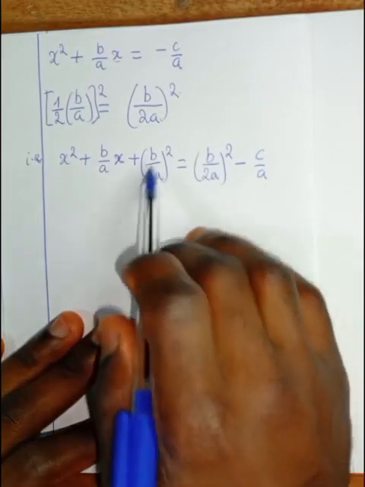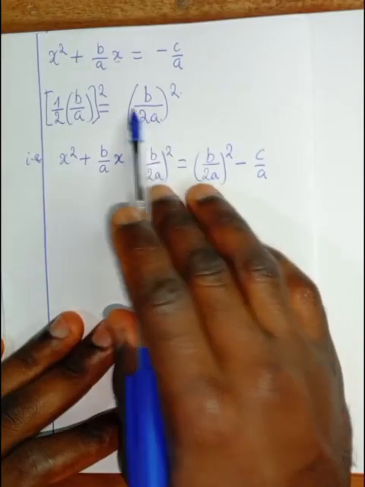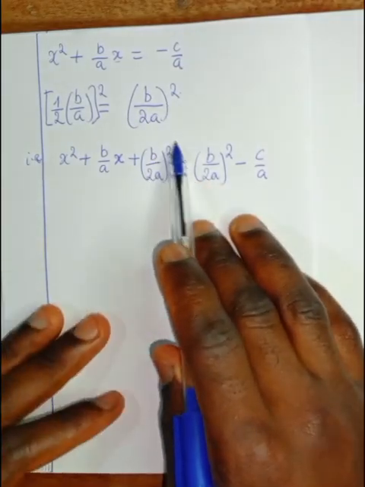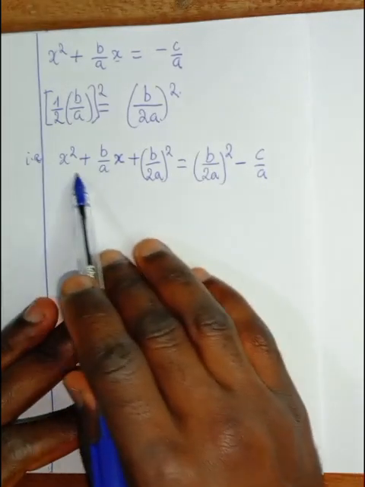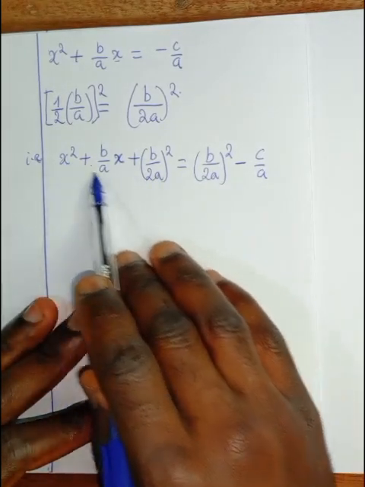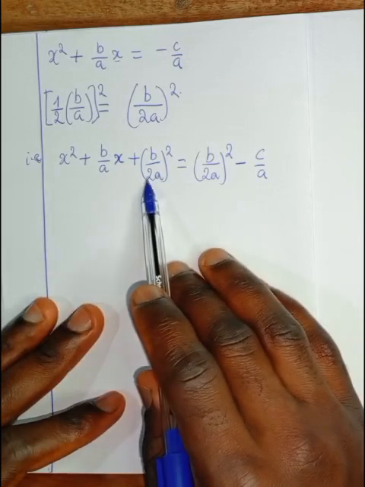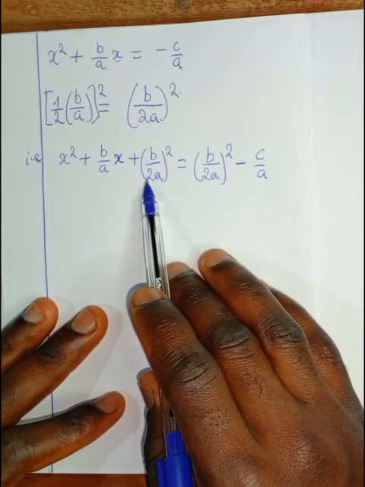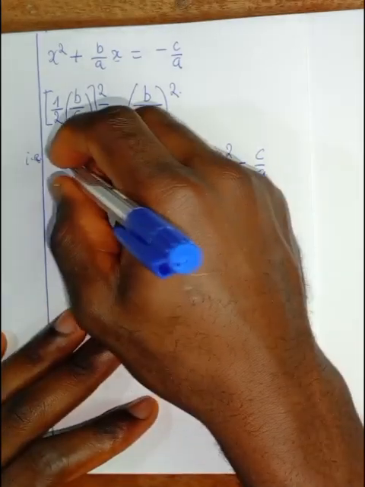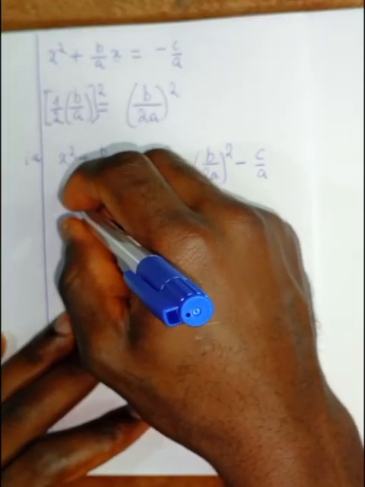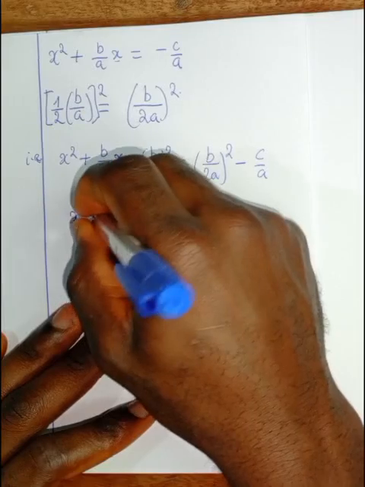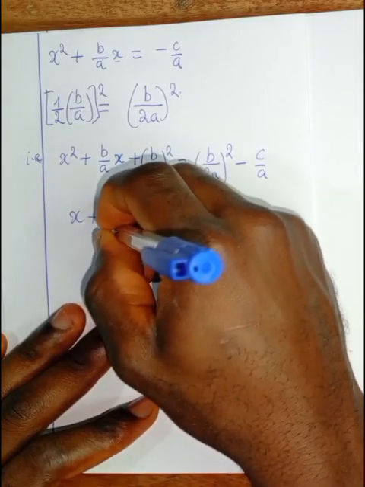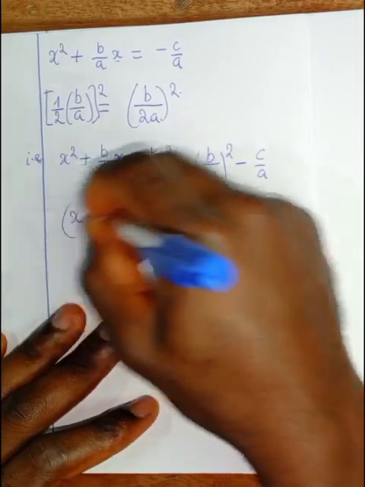The reason why we are adding b over 2a, all this squared, at the left hand side and at the right hand side is simply because we want to obtain a perfect square at the left hand side. You will see that this will give us x plus b over 2a, all this squared.